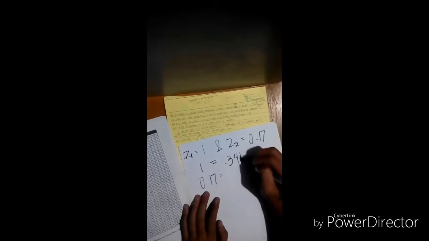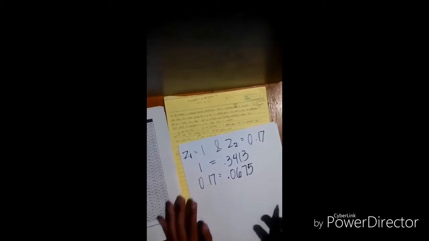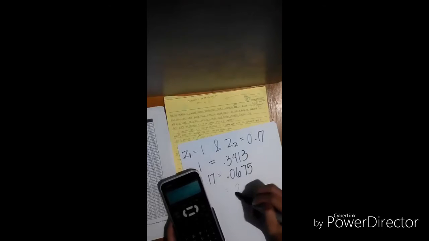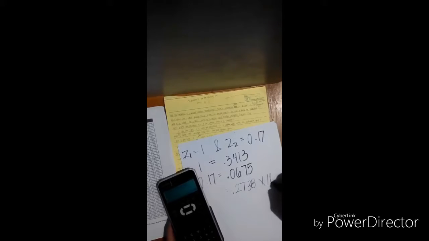1 is equal to 0.3413, while 0.17 is equal to 0.0675. As I said a while ago, if our Z's have the same sign, we just subtract them from each other. 0.3413 minus 0.0675 is equal to 0.2738. Then we multiply it by 100.